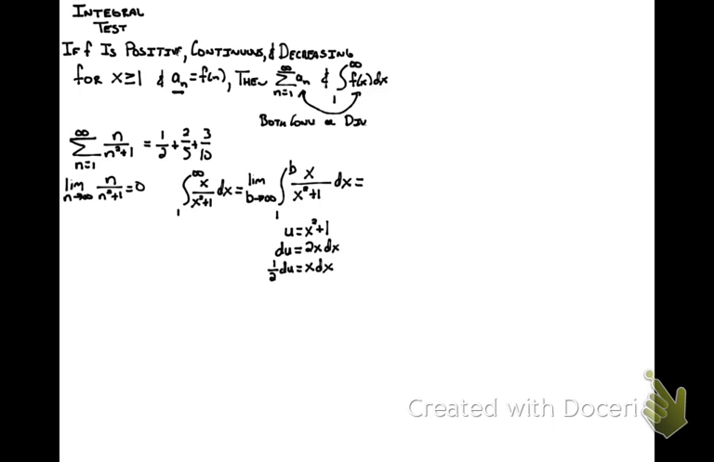This means that the limit as b goes to infinity of, well, originally my limit of integration was 1, and now I'm changing everything into terms of u, so my lower limit will become 2. Why? Because when x is 1, 1 squared is 1, plus 1 is 2. When x is 1, u is 2, to b squared plus 1.